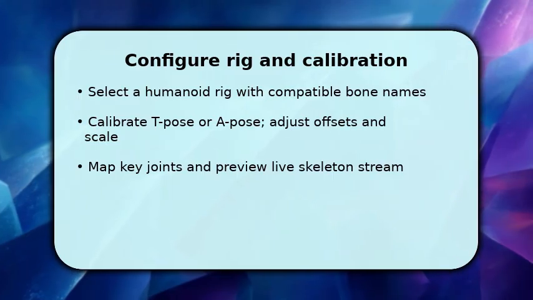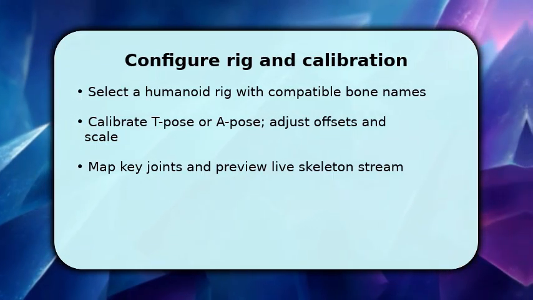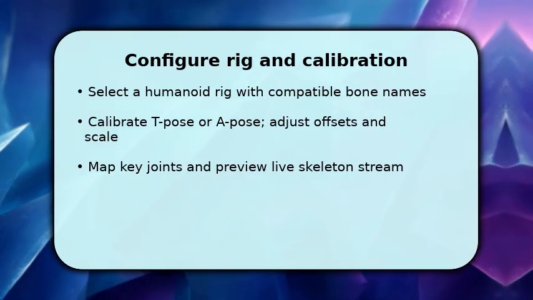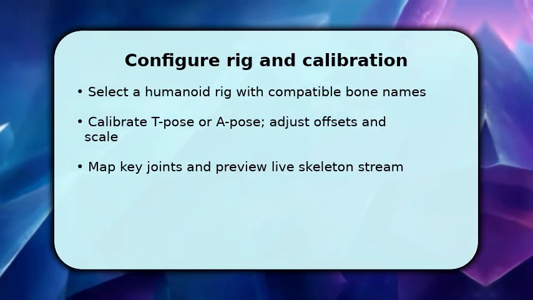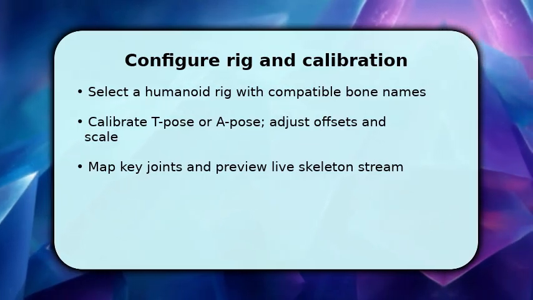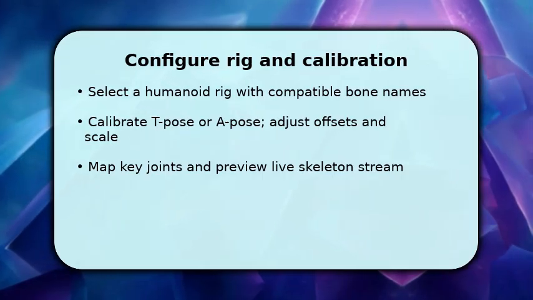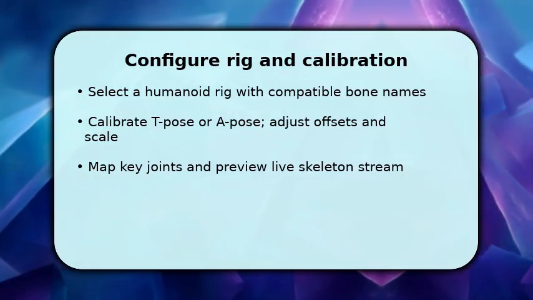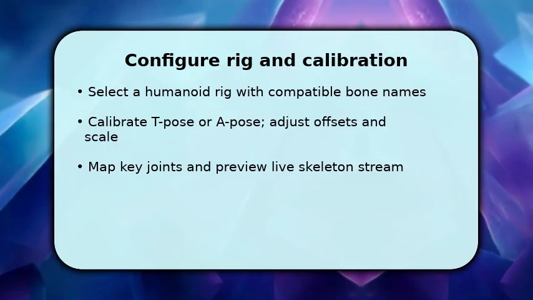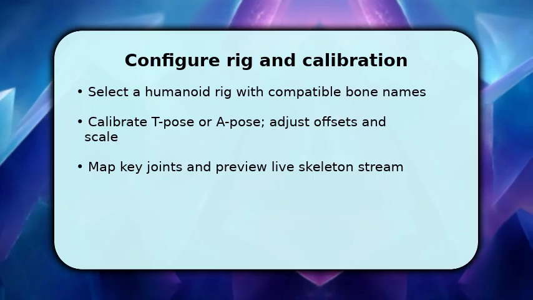Select a humanoid rig that matches standard Roblox bone names. If it doesn't match, remap joints manually. Then perform a T-pose or A-pose calibration so the system learns limb proportions, and adjust offsets and scale so motion aligns without distortion. Preview the live skeleton stream to confirm hips, shoulders, and head track correctly. Make iterative tweaks until movement looks natural in the studio viewport.